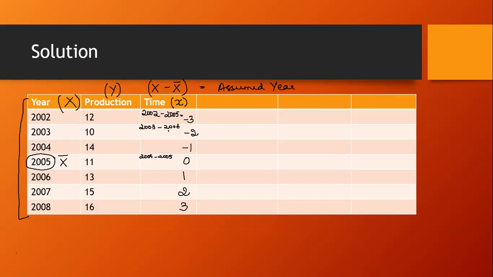Did you understand how to find the value of x? Consider year as capital X, production, that variables whatever are given as capital Y, time as smaller x. Now to find the smaller x, you have to take capital X minus the capital X bar. Now when you say capital X bar, it is nothing but the assumed year. Now when you total this, that will be summation x.